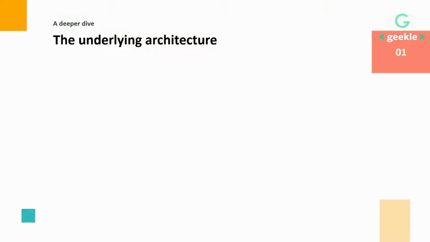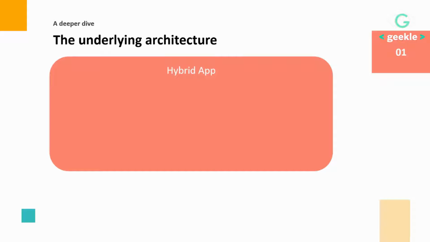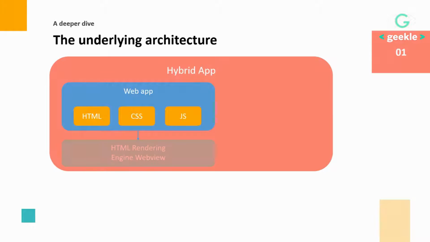Now let's talk about the underlying architecture. If we take a closer look at the architecture, a hybrid app is essentially a web page where all the assets of the web app are stored on the device. The web app can include anything that can be loaded into a mobile browser, and this is loaded by the operating system into the WebView. When I say this is loaded by the operating system, I mean specifically the HTML rendering engine.